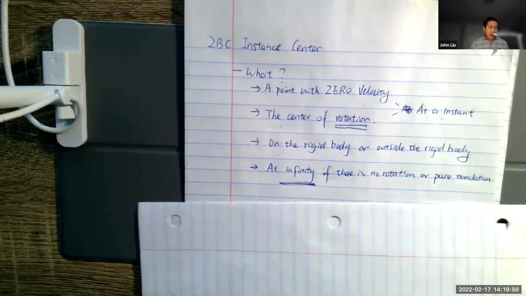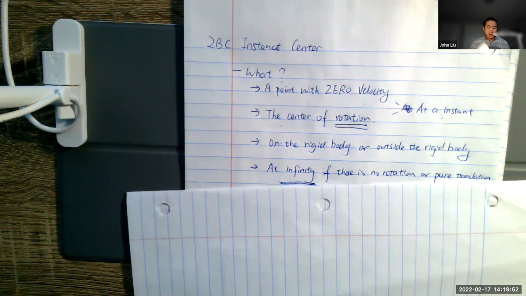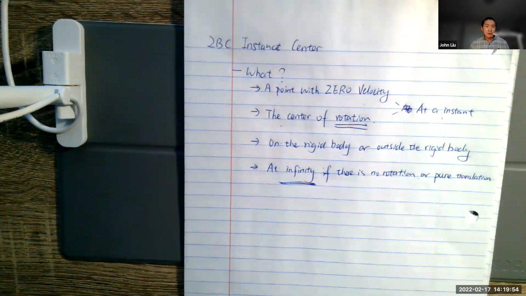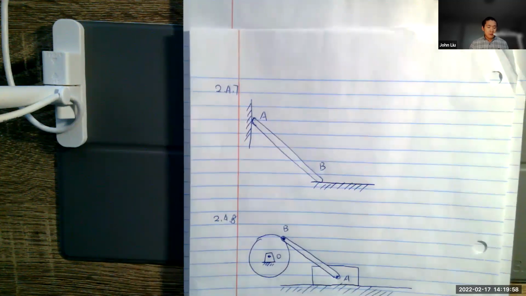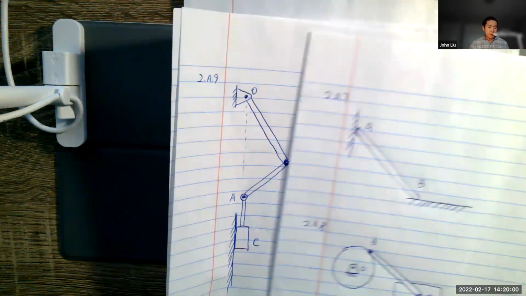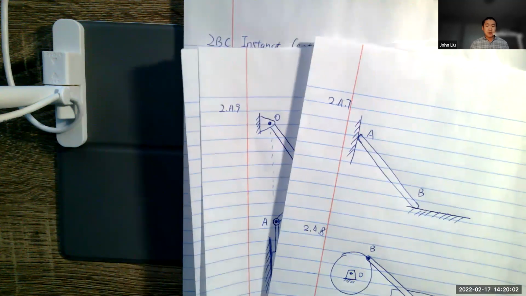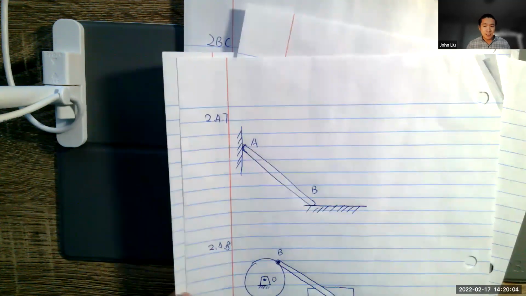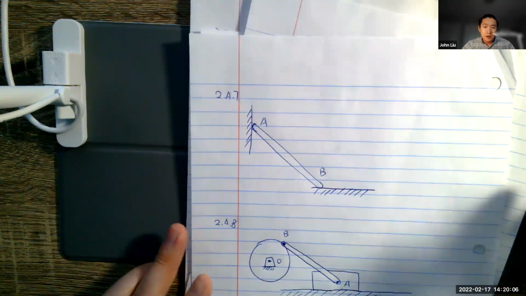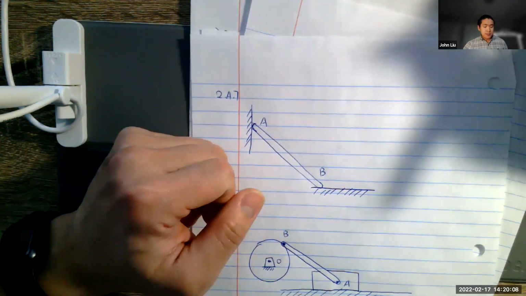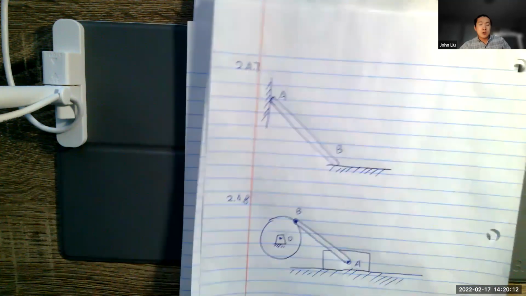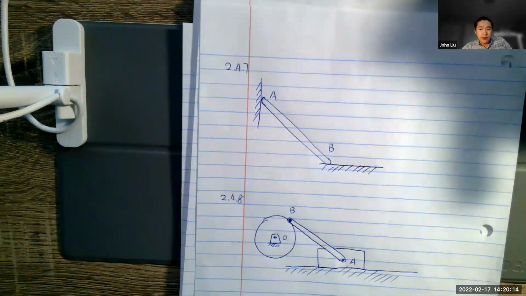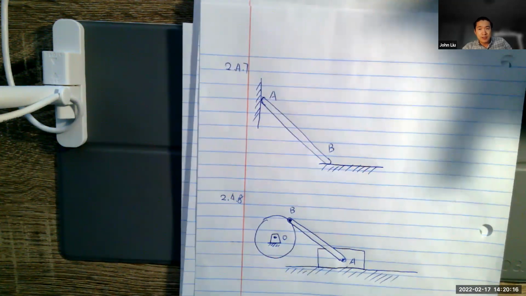Now let's look at some examples. How can we find instant center? I found a couple of examples from your textbook. Let's look at those examples together. All right. So the first example is in your textbook, 2A7. Make sure you go to your textbook, find this example, and look at the diagram.